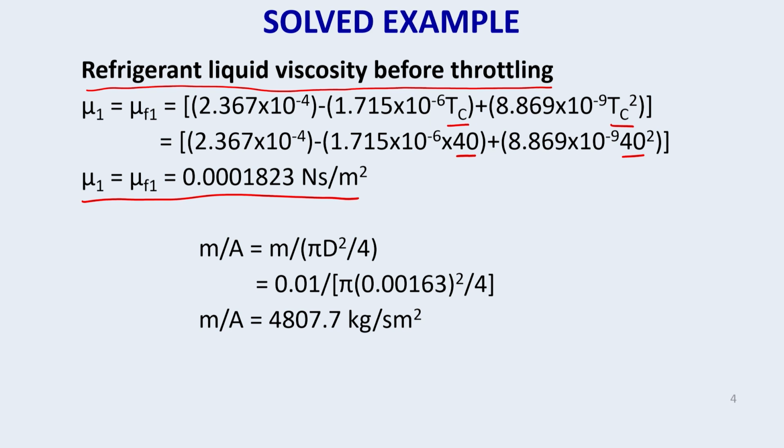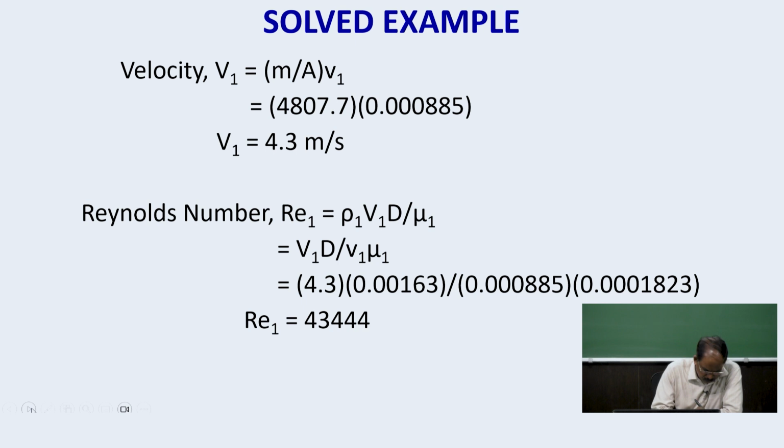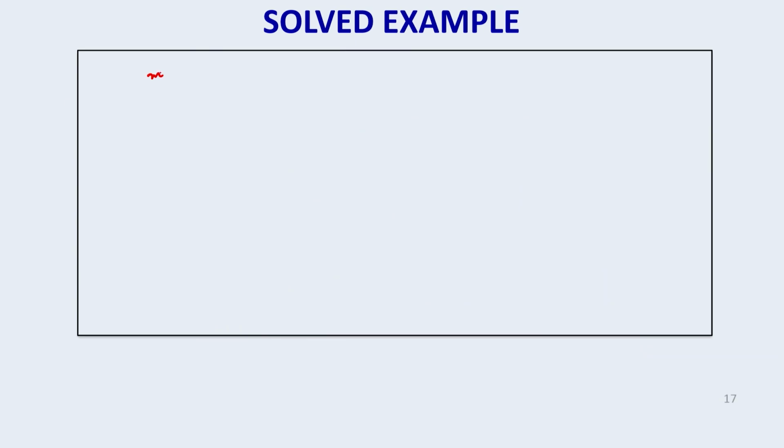Now I am calculating the ratio of the mass flow rate to the cross-sectional area, that is m dot by A. Area is pi by 4 d square. This ratio will be used in the subsequent calculations. So m dot by A is equal to m dot by area, which is pi by 4 d square.